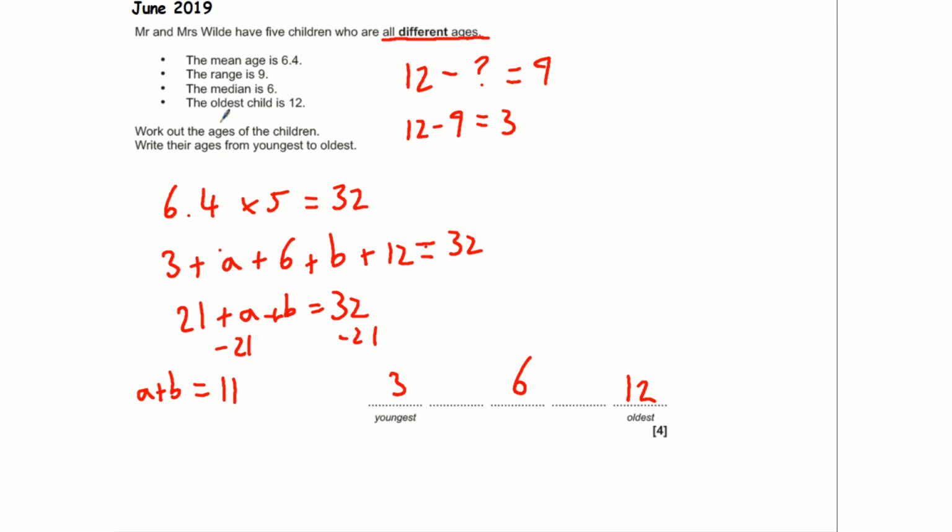But using the information that I've got in the question, it says they all have to be different ages. And because they're in order, the first value has to be between 3 and 6. And the second value has to be between 6 and 12. So I need to find two values that add together to make 11. Okay. So I know that 4 is in between 3 and 6. So what do I have to add for 4 to make 11? Well, I know that it'll be 7. And is 7 in between 6 and 12? Yes. So I can put a 4 in here and a 7 in here.